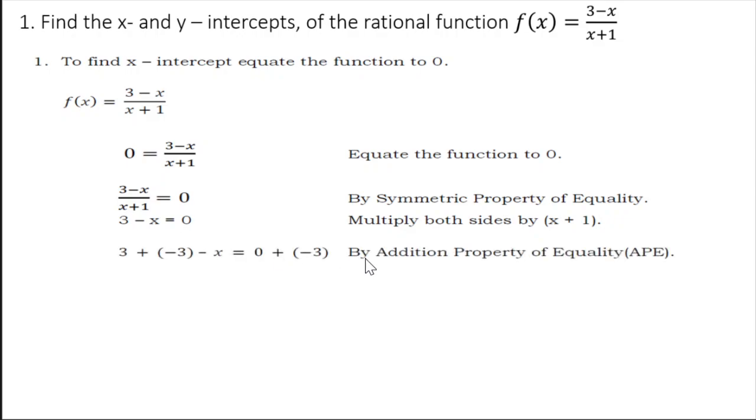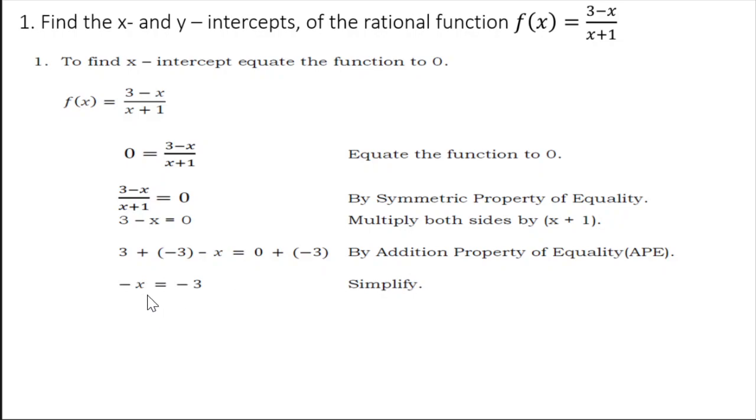Then, by the addition property of equality, we have to add negative 3 to eliminate the 3 there. So each side of this equation will be added negative 3. So 3 plus negative 3 minus x is equal to 0 plus negative 3. 3 plus negative 3 is equal to 0, then 0 plus negative 3 is negative 3. So we have negative x is equal to negative 3.